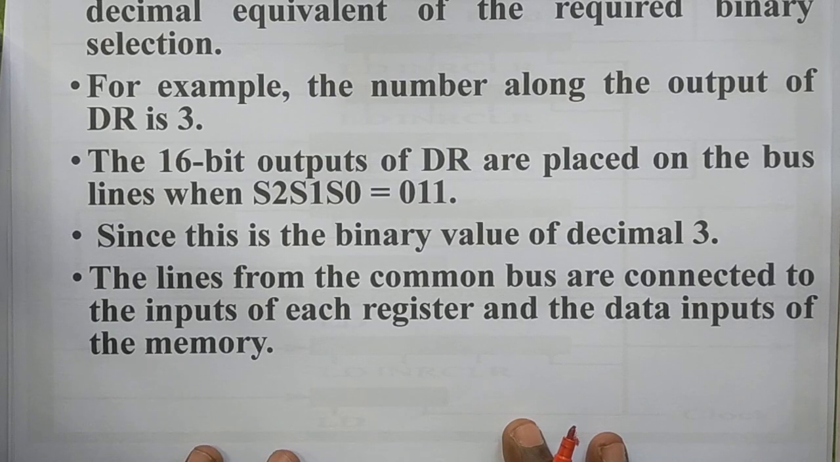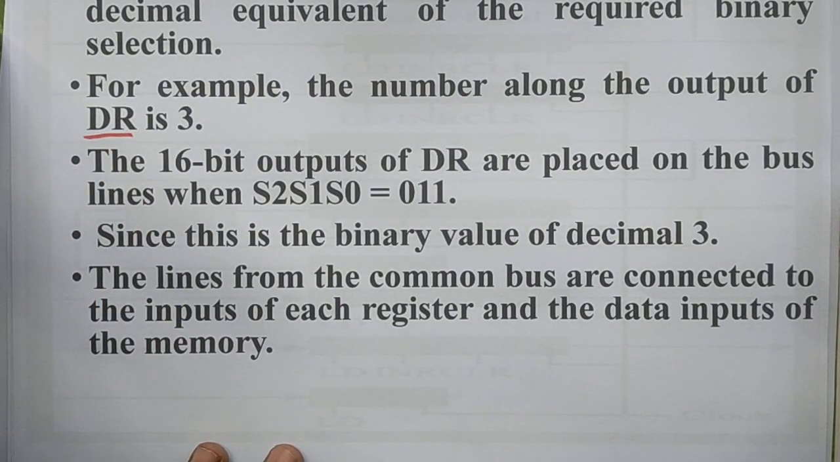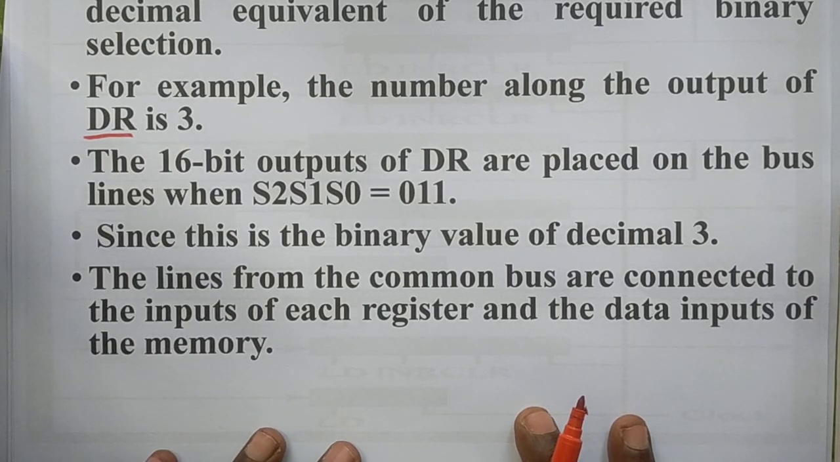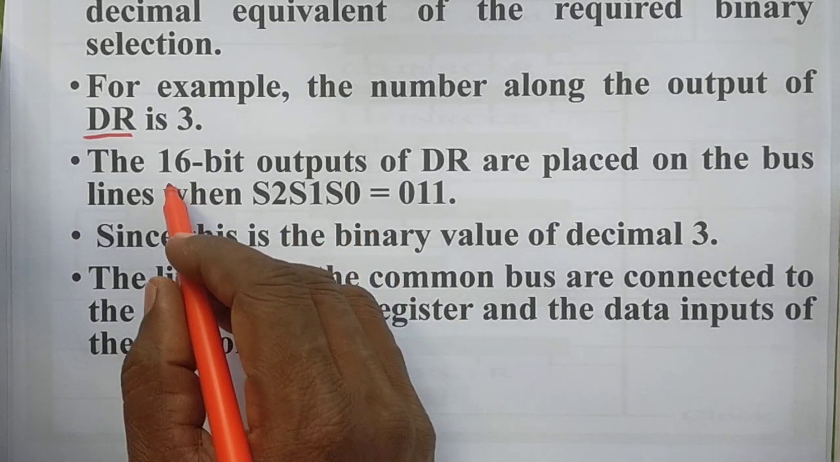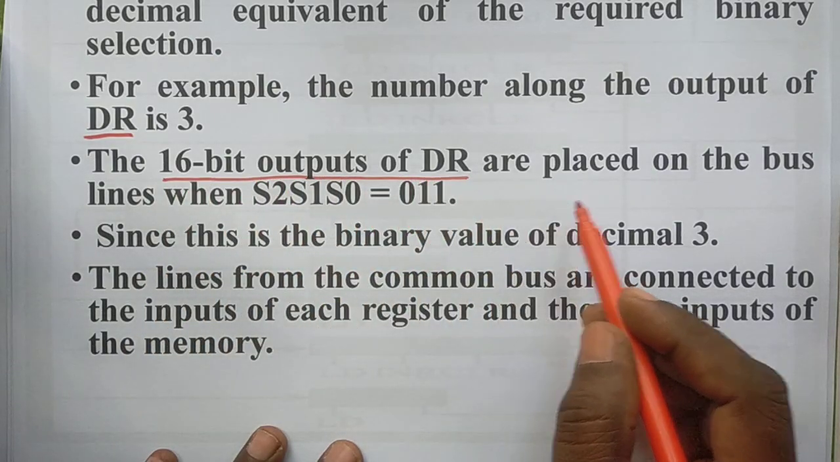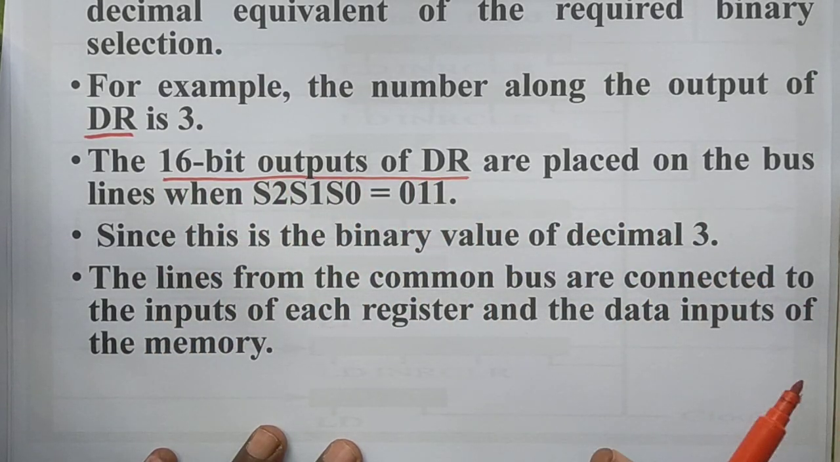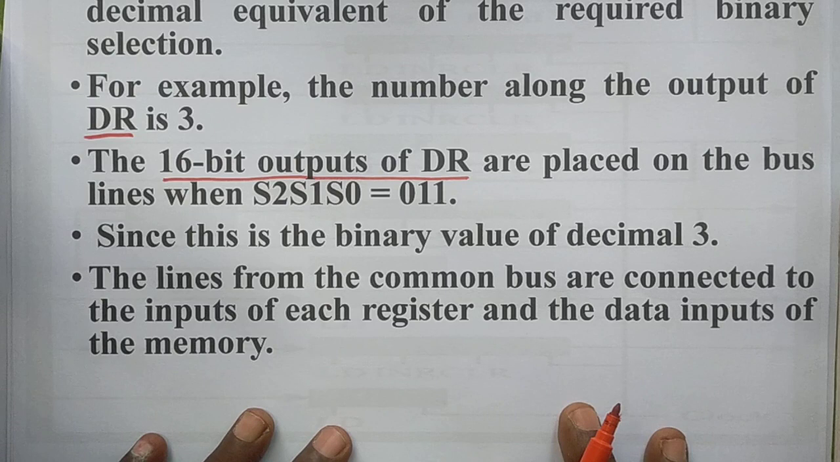For example, the number along with the output DR, data register, is 3. Then 3 means the data register receives data from the common bus. Here the 16-bit outputs of DR are placed on the bus. A data register actually contains 16 bits, and the 16-bit output is placed on the bus.